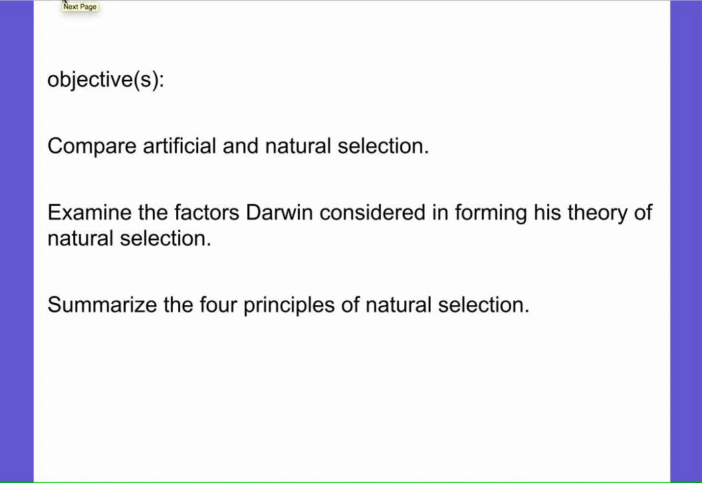So your objectives in section 3 are to talk about artificial and natural selection. Understand how they're similar, how they're different, why the artificial selection mattered to Darwin at the time. And then we're going to examine the factors that Darwin considered in forming his theory of natural selection. There are 4 principles for that natural selection, and we're going to go through those things and talk about how it works. Right? So Darwin is considered the father of evolution, not because it was his idea, but because he came up with the mechanism that could explain how it works. So natural selection is really important for that.